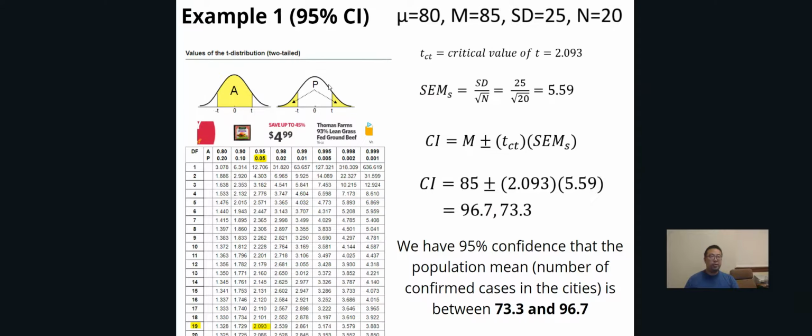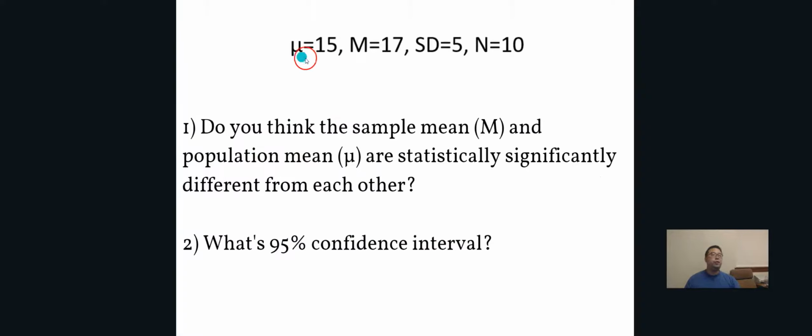So these are the possible examples again. Based on this example, the population mean is 15, the sample mean is 17, the standard deviation of the sample is 5, and the number of cases is 10. The first question would be, do you think the sample mean and the population mean are statistically significantly different from each other?